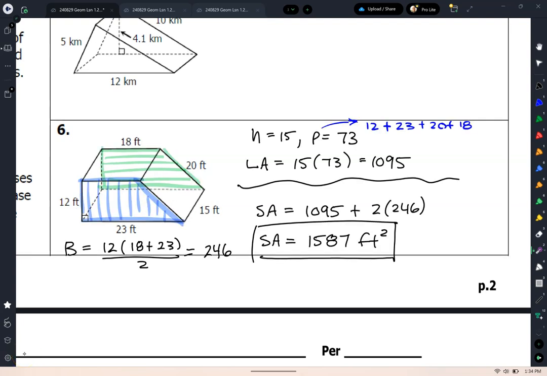You should have come up with 1,587 feet. Who got that right? Let me see. Nice. Look at that. That's good. Nice job. All right. If you didn't get that, take a look and see if you can figure out where you went wrong. Was it in finding the area of the trapezoidal base? Was it in the height of the lateral area? Did you not double your surface area bases?